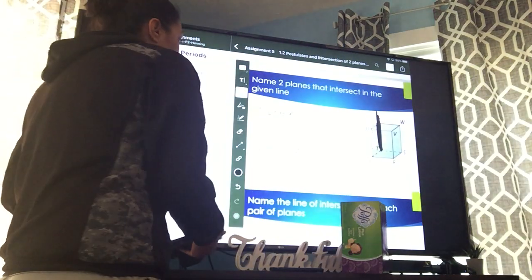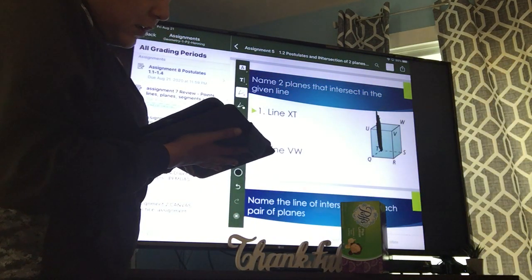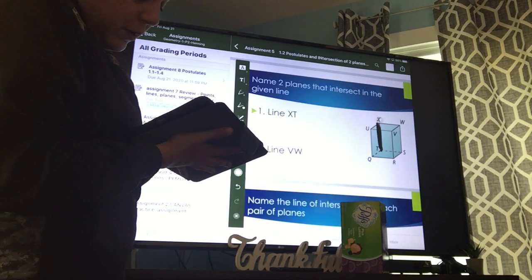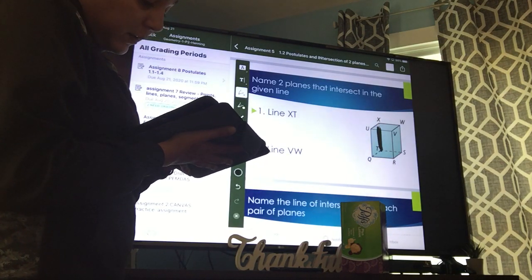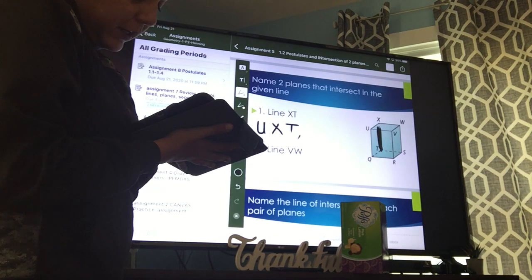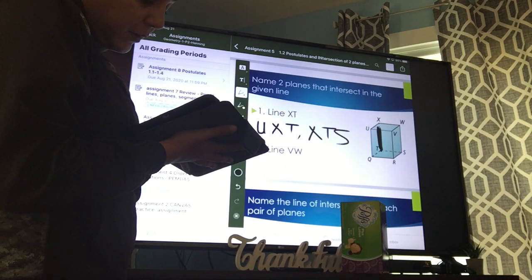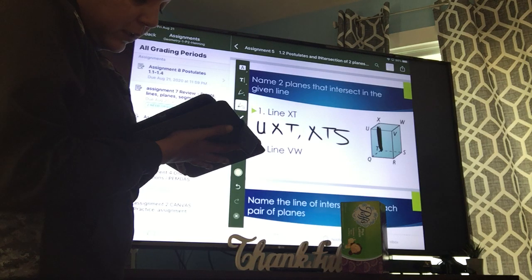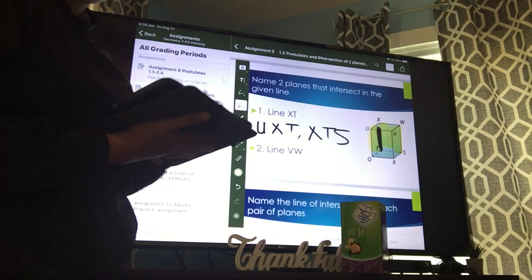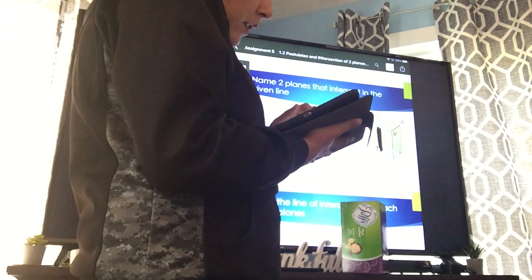So we can say it's going to be the plane UXT and the plane XTS. And that's going to be this plane back here and this plane on the back wall back over here. Those are the two planes that touch it.